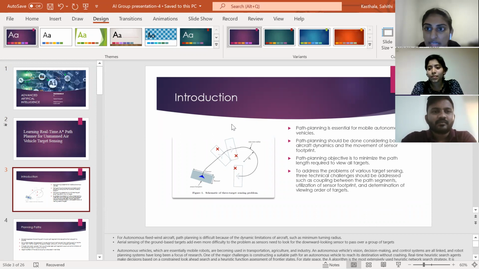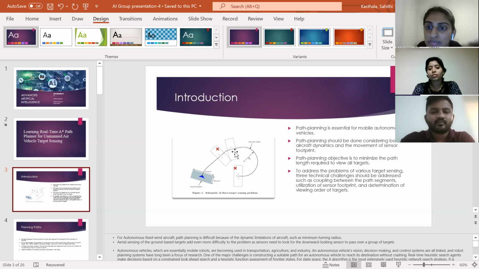Path planning should be done considering the aircraft dynamics and movement of the sensor footprints. For path planning, many algorithms are used, but the real-time heuristic search agents make decisions based on the constraints, look-ahead search, and the heuristic function assessment. The A-star search algorithm is extensively used for path planning. The main objective of path planning is to minimize the length between two targets so that the path is in such a way that all the targets are visible when the vehicle reaches its first destination.